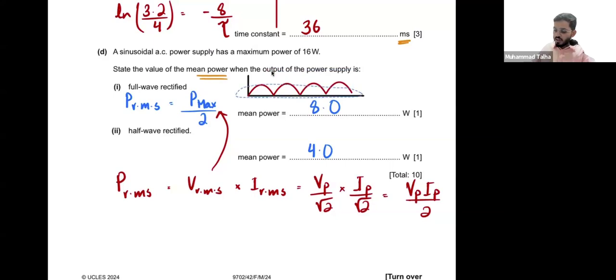But for the half wave, what happens is now even half of this is lost. So now this goes away, this goes away. And in the middle, I have no voltage at all. So the power gets halved further, right? Because of the elimination of half of the wave, the power gets halved further. So from 8 divided by 2, that becomes 4.